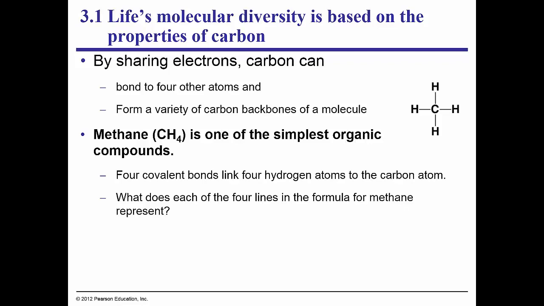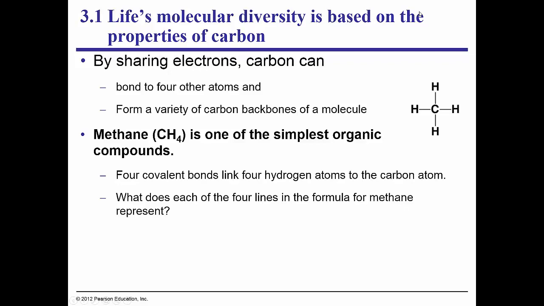It's also a big source of polarity at my house. So it's 4 covalent bonds linking hydrogen atoms to a carbon atom. Each of the 4 lines in the diagram represents a bond. And we talked about in Chapter 2 what the solid line means when we're representing chemical bonds. So a solid line tells us that the bond between carbon and hydrogen is a covalent bond.